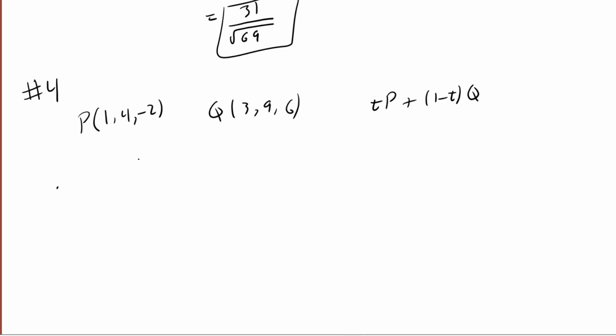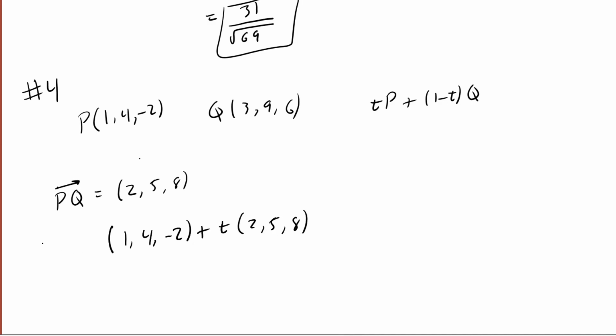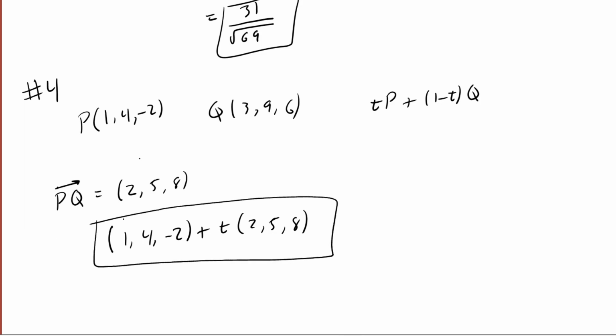Okay, so we have P, we have Q. I want the direction vector, so I'll just find the direction vector PQ. So that's going to be 3 minus 1, that's 2. 9 minus 4, that's 5. 6 minus negative 2, that's 8. Right, so that's our direction vector. Okay, and then we know that it starts at P, so we have the equation (1, 4, -2) plus t times (2, 5, 8). And that's my answer. I guess maybe I should set it equal to (x, y, z), or something like that. L equals, I don't know.